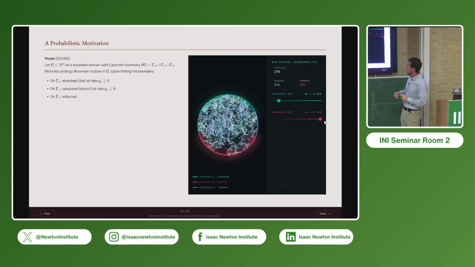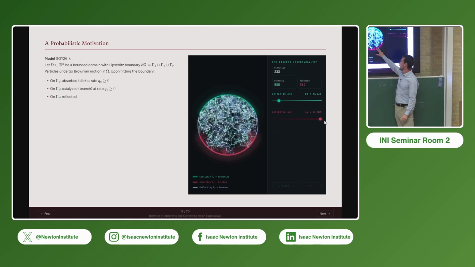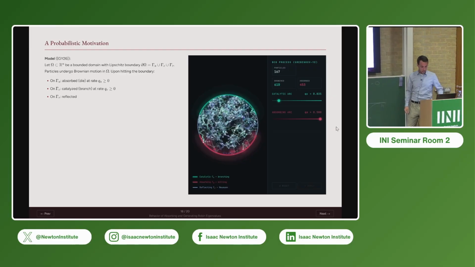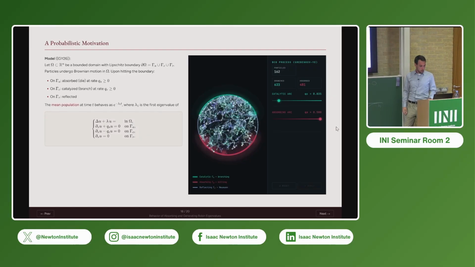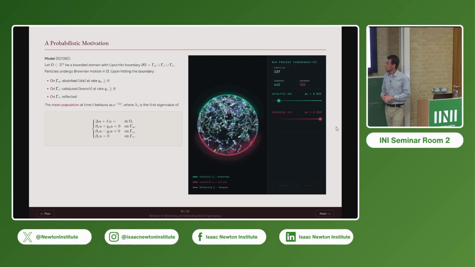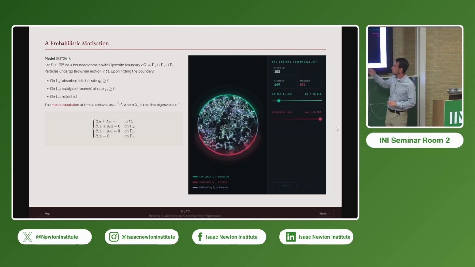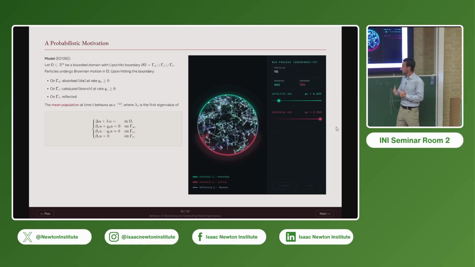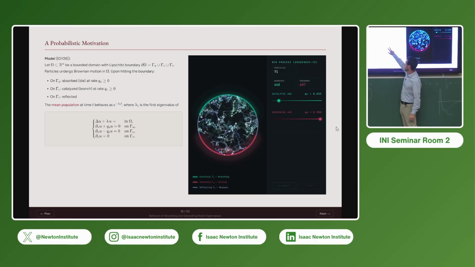And as before, the expected number of particles inside of the domain omega can be related to eigenvalues of the following eigenvalue problem. To be precise, the mean population at time t behaves as e to the power of negative lambda 1 times t, where lambda 1 is the first eigenvalue of this eigenvalue problem right here.